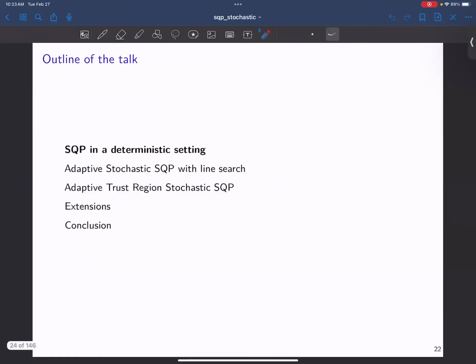Okay, so in the rest of the talk, I'll first describe sequential quadratic programming. This is maybe something that we don't necessarily teach in introductory statistical computing classes, but it is going to be a workhorse for the methods that we are developing. Then I'll talk about stochastic SQP with line search and also stochastic SQP with a trust region method. And then if there is time, I'll briefly discuss some extensions to inequality constraints and randomized algorithms.